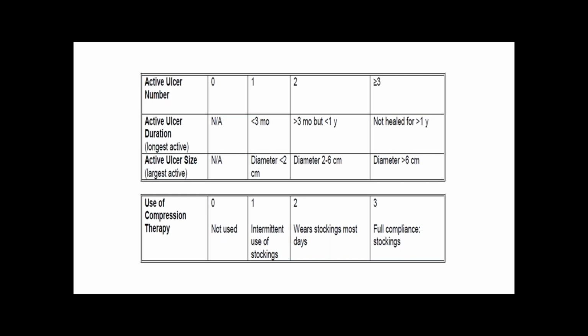And the scoring system also includes the type of compression therapy, whether the patient is on continuous compression therapy or using it intermittently. If the patient uses stockings intermittently, you should give a score of 1. If stockings are worn most of the daytime, we give 2. With full compliance, where he is fully dependent on stockings, we give 3.